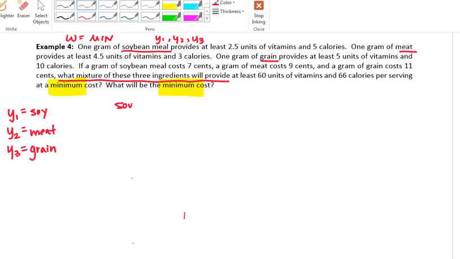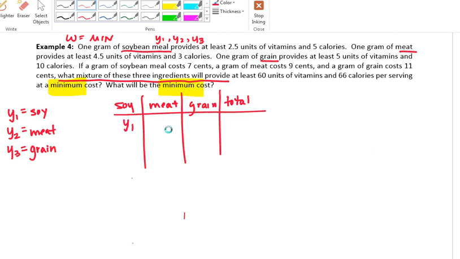Now I'm going to make my little table here: soy, meat, grain, and we usually have totals as well. I know that y1 is soy and y2 is meat and y3 is grain, but what mixture of these three ingredients? You have to imagine that what we're putting in there are grams of those. So that represents the number of grams. All right, so I'm going to go through and try to pop information out of the problem.